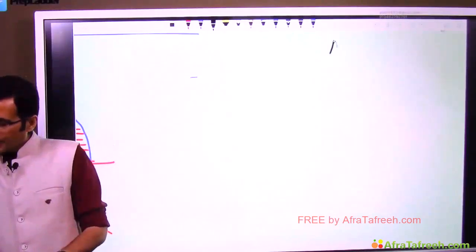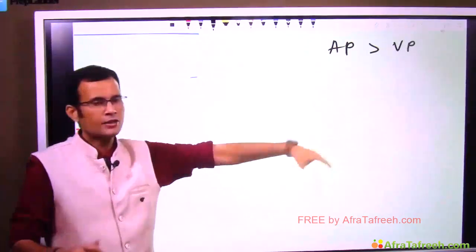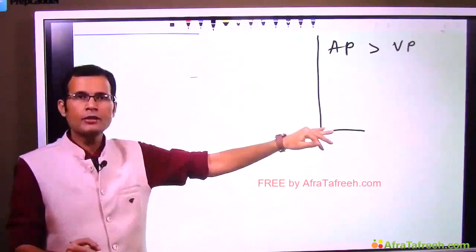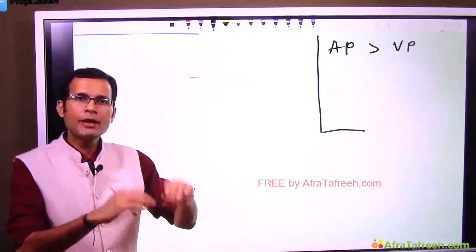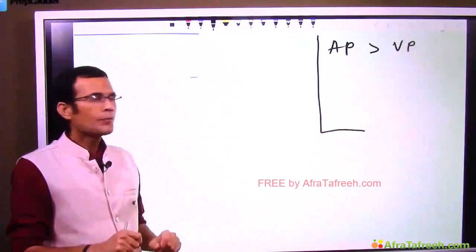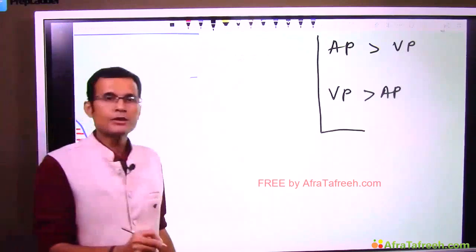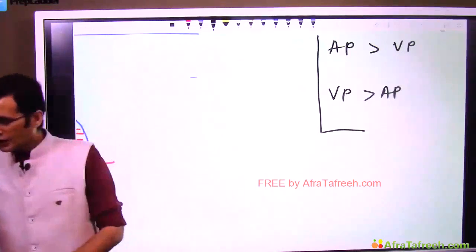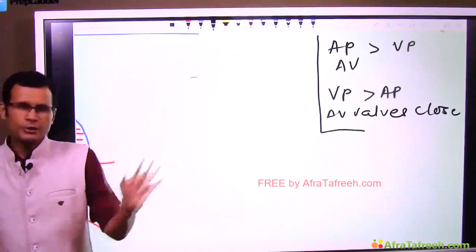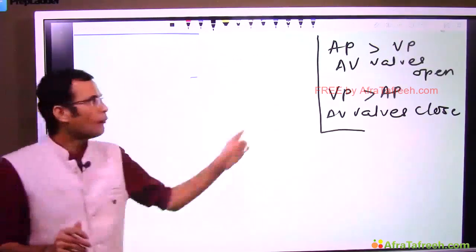If the atrial pressure is more than the ventricular pressure, this is just a revision: as long as atrial pressure is more than the ventricular pressure, the AV valves will remain open and the blood will go from atria to ventricles. But when the ventricular pressure becomes more than the atrial pressure, then the AV valves close. Just a quick revision.